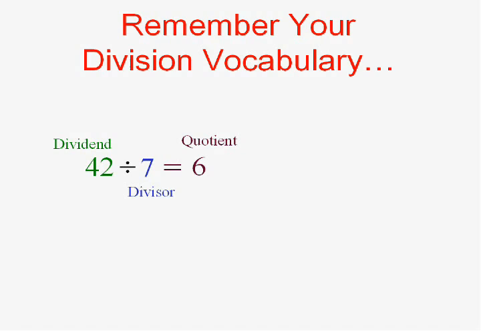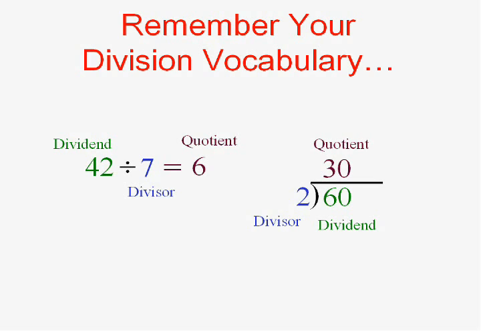Now you may see this problem looking a little bit differently when we do long division. We say that the 60, for instance, is in the jail, if you would. We still have the same three numbers, though. 60, the guy getting divided, is the dividend. The guy doing the dividing, 2, is the divisor, and the answer to a division problem is the quotient.